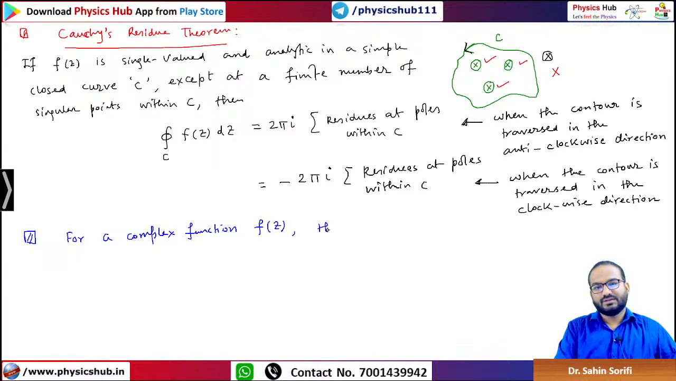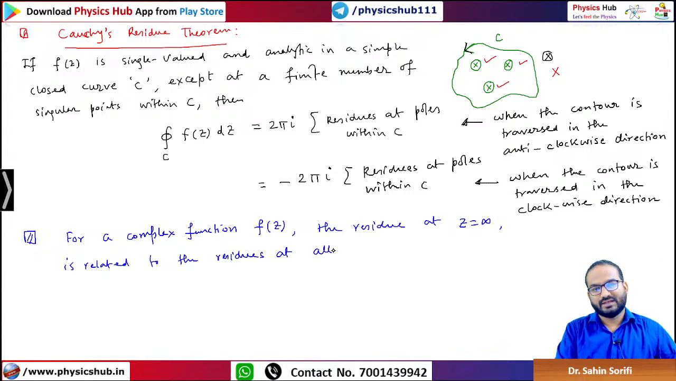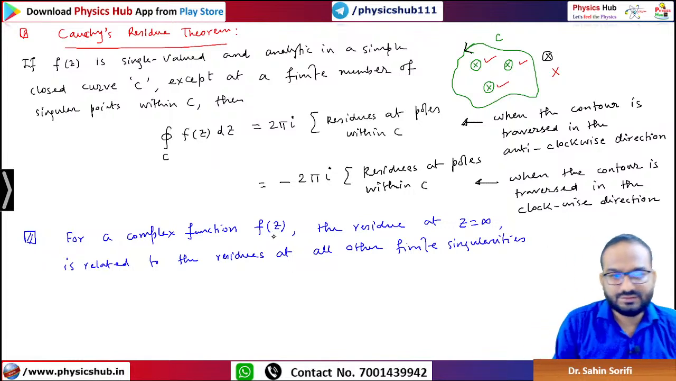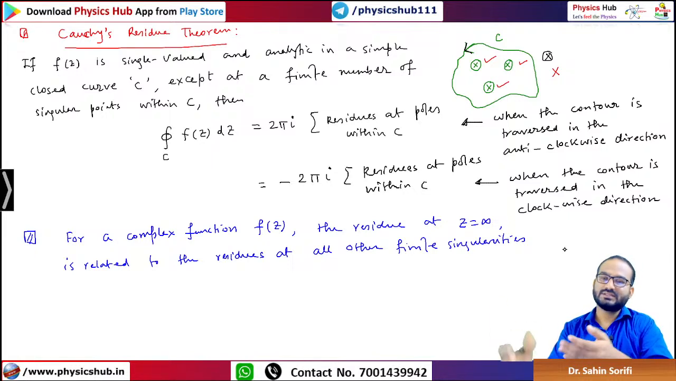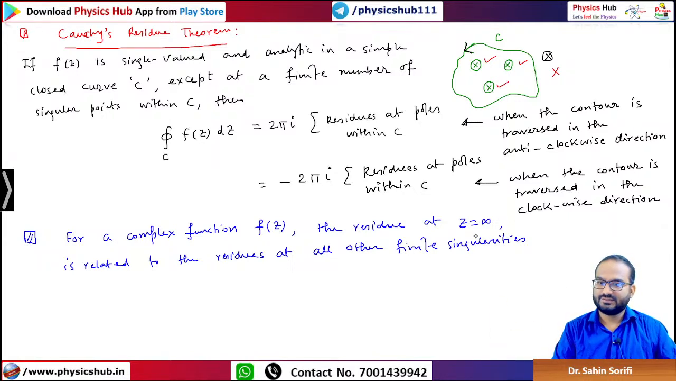For a complex function f of z, the residue at z equals infinity is related to the residues at all other finite singularities. Finite singularities means it may be z equals 1, z equals 2, z equals 3, and residue at z equals infinity is another thing. So if you know the residues at all other finite singularities, then we can calculate the residue at z equals infinity from this knowledge. Okay?